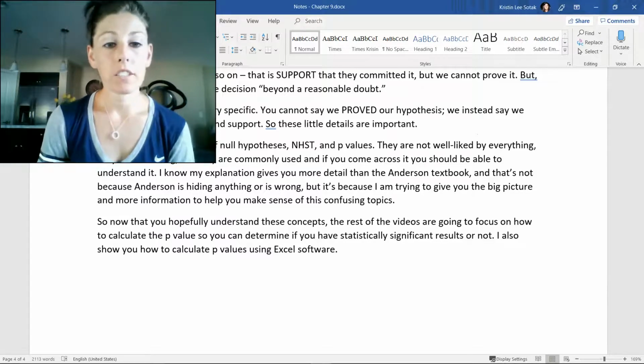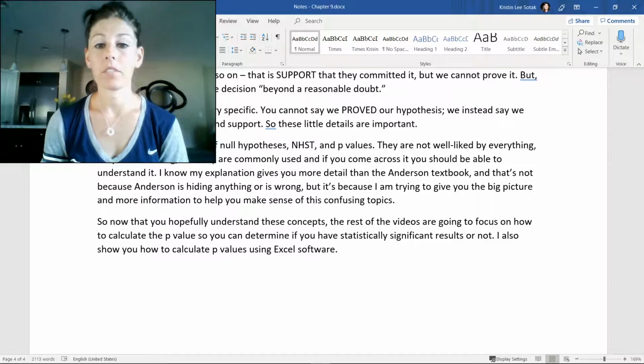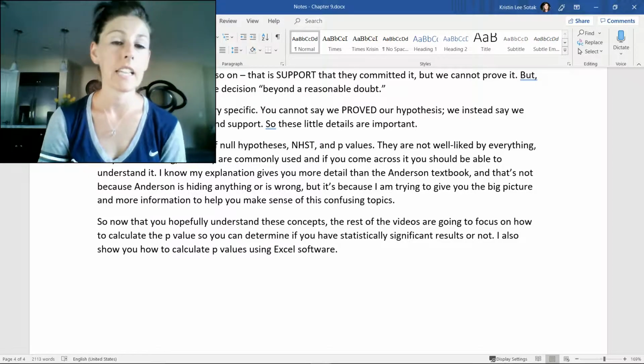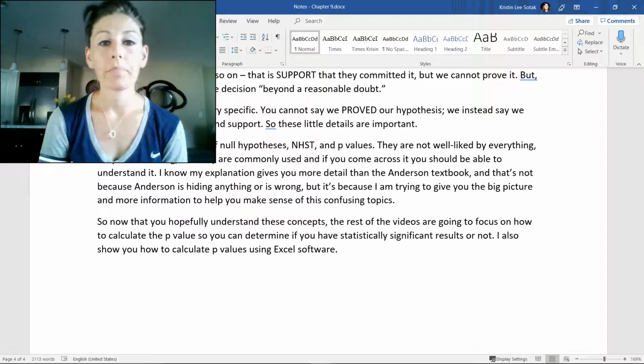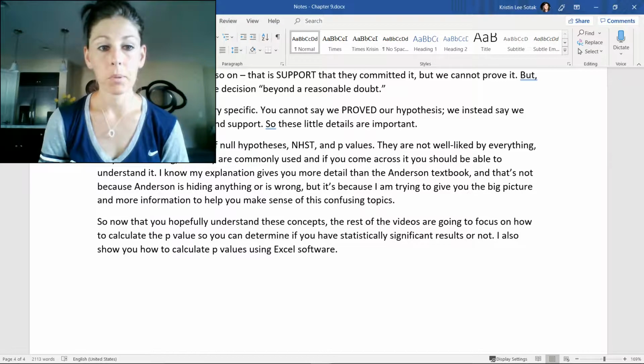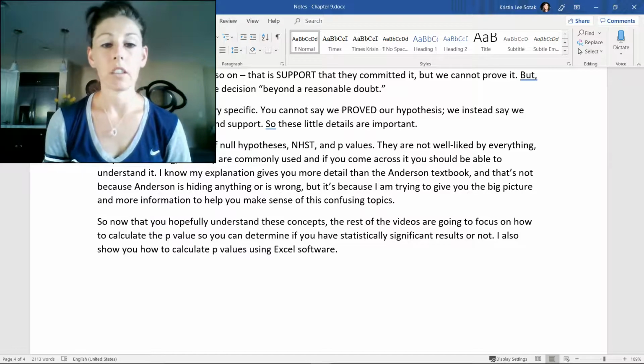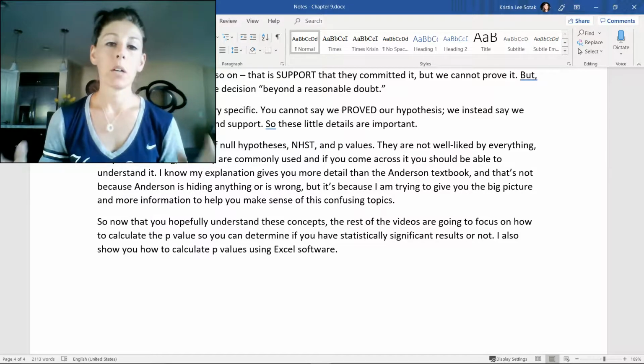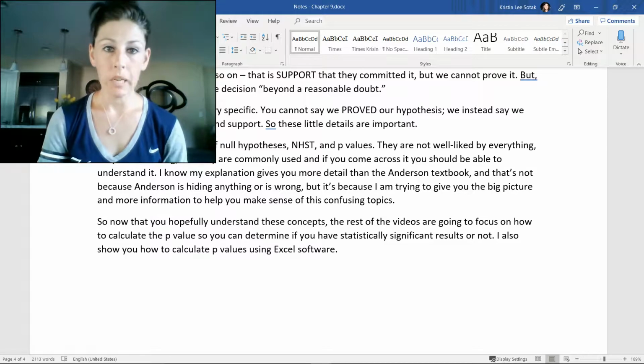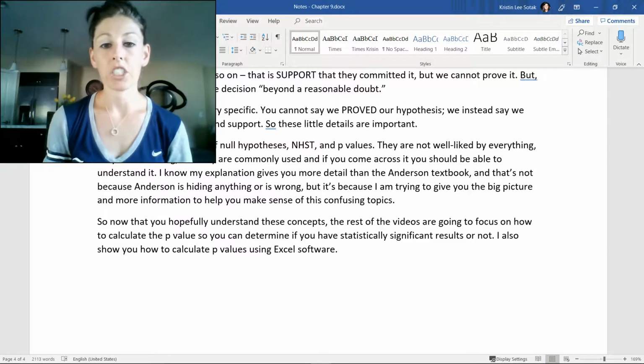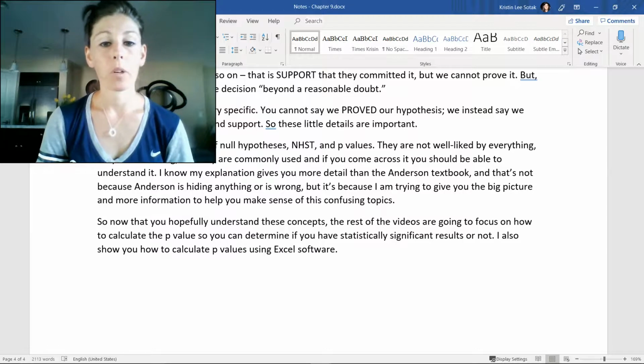So I think in summary, we're getting it. The concepts of p-values and null hypothesis significance testing are not well liked by everyone. They're confusing, but they're commonly used, so if you come across them, you should be able to interpret and understand them. I know my explanations give you a little more detail than the Anderson textbook, and that's not because they're wrong or hiding anything. It's just that I'm trying to give you the big picture and more information so that you can better understand and appreciate the concepts. So I hope this is making sense.